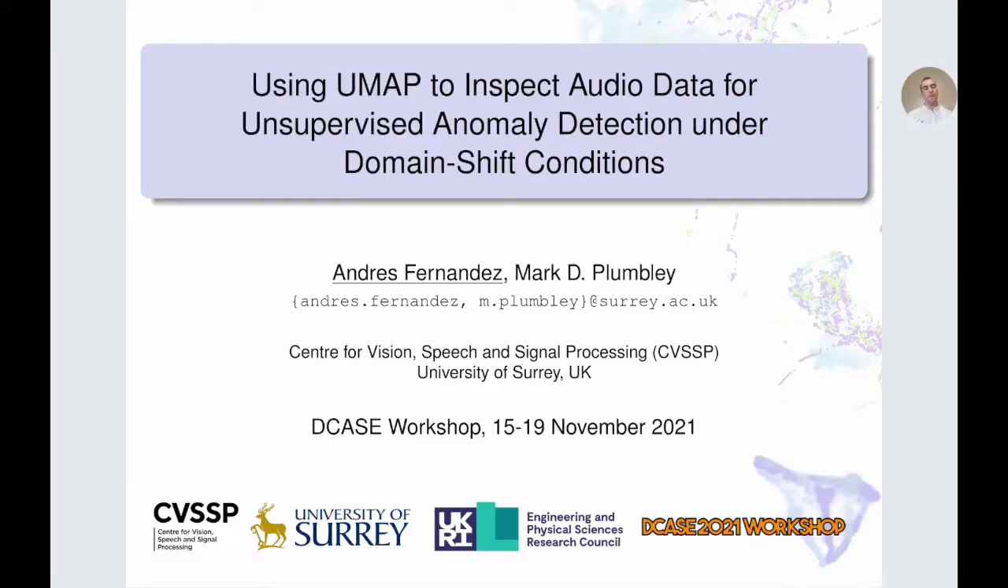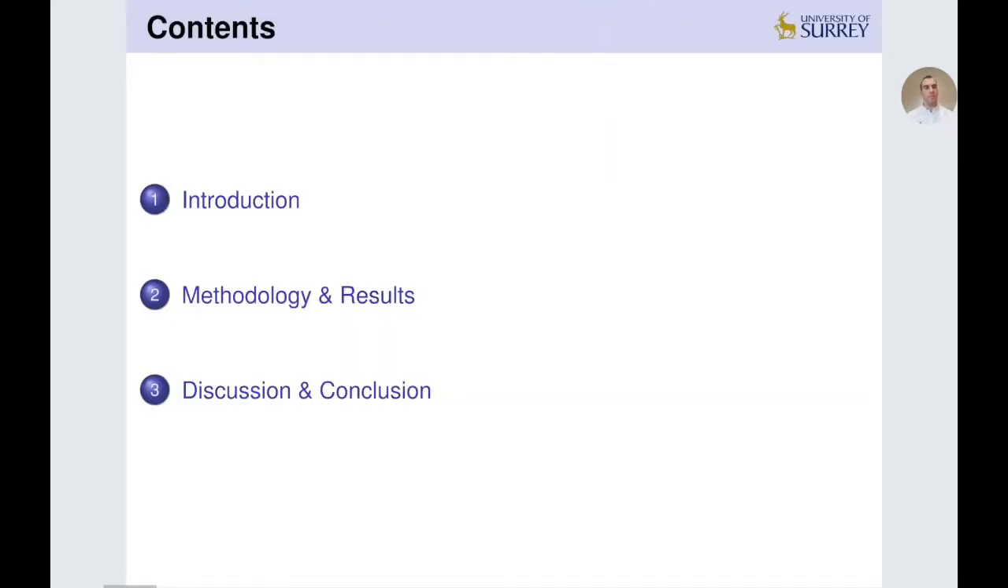My name is Fernandez, and I'll present work done together with Professor Plumbley at the Center for Vision, Speech and Signal Processing at the University of Surrey. The work is entitled Using UMAP to Inspect Audio Data for Unsupervised Anomaly Detection under Domain Shift Conditions.